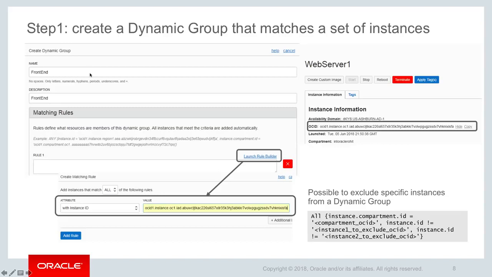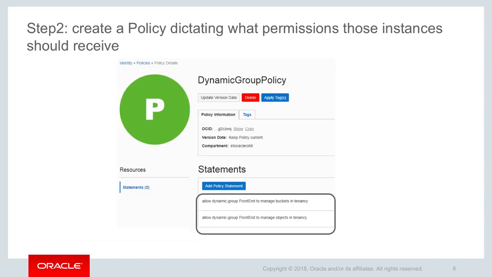So here's an example of a dynamic group called front end. As you can see, we're allowing the instance called web server 01 to use the instance principal. We're getting the OCID of that instance and adding it to the matching rule of our dynamic group. That gives that instance the ability to take advantage of the instance principal.